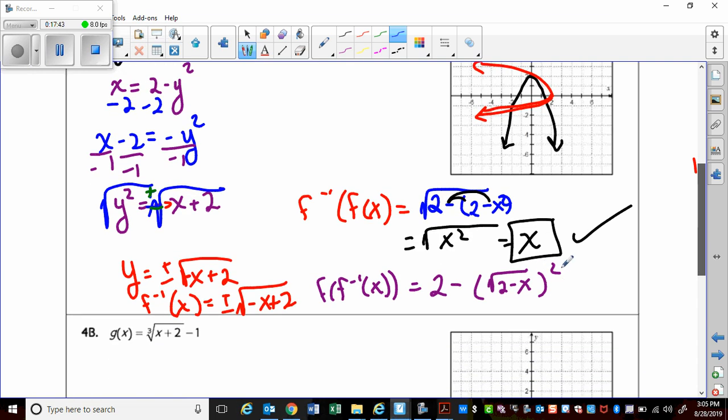So what I'm going to do is I'm just going to simplify this. The square root of something squared is itself, 2, and then I have to distribute the negative sign, minus 2 plus x. Well, this is 0, so we get x. Perfect. That's what we wanted. They're both x. That means they are inverses of one another.